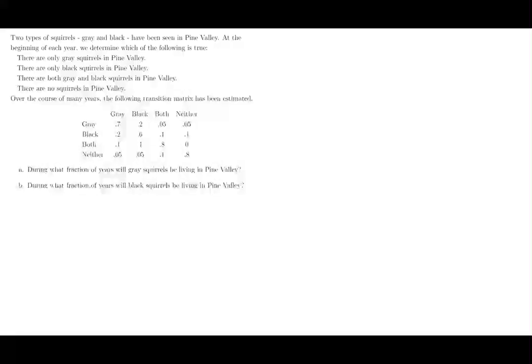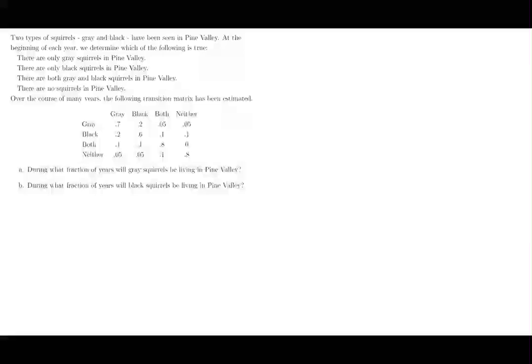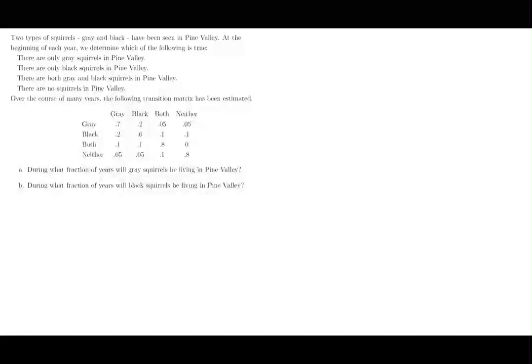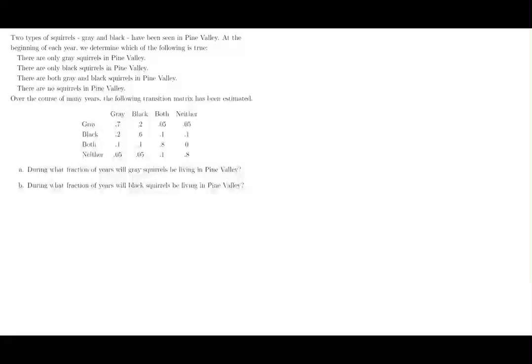In this problem, we have 2 types of squirrels, gray and black, in Pine Valley. At the beginning of each year, we determine which of the following is true. Sometimes there's only gray squirrels, sometimes there's only black squirrels, sometimes there are both black and gray squirrels, and sometimes there are no squirrels at all. The transition matrix is given. We want to know what fraction of years gray squirrels will be living in Pine Valley, and what fraction of years black squirrels will be living in Pine Valley. So this is a straightforward limiting probability question.